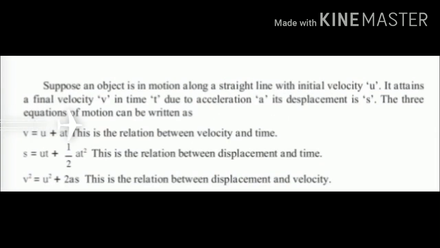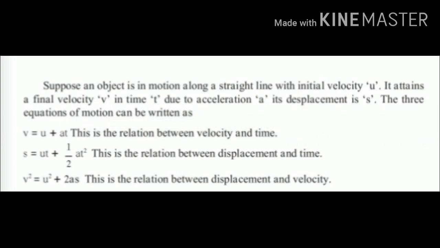Suppose an object is in motion along a straight line with initial velocity u. Initial velocity means the starting velocity. It attains a final velocity v in time t due to acceleration a. Then its displacement is s.